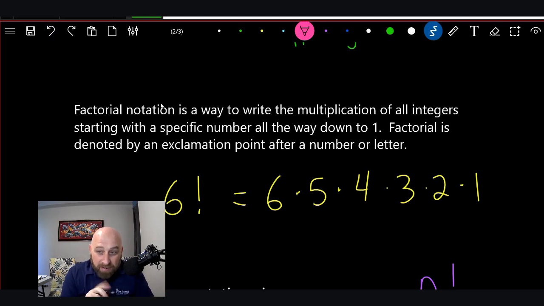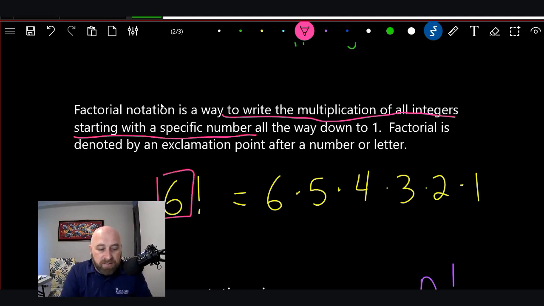He needs to go back to English class. Well, I kind of agree with you, but what happens when we have a 6 with an exclamation point? Here's what it means. It's a way to write the multiplication of all integers starting with a specific number. Our specific number is 6. And now we want to write the multiplication of all integers all the way down to 1. Factorial is denoted by an exclamation point after the number or the letter.